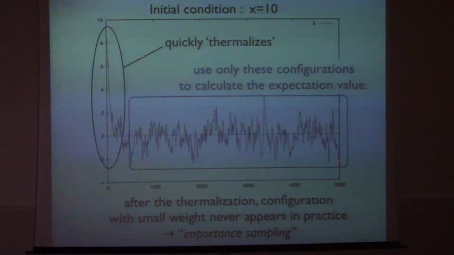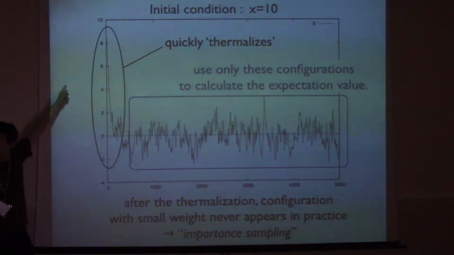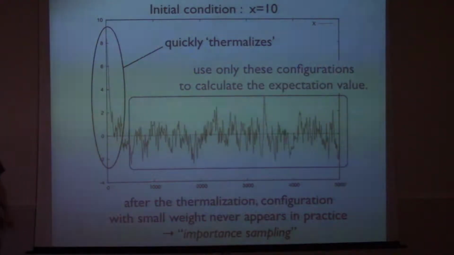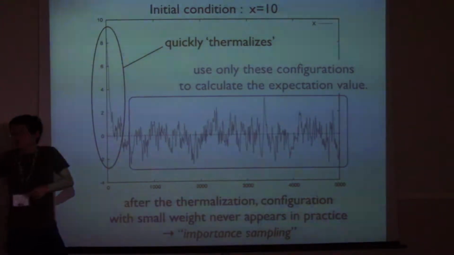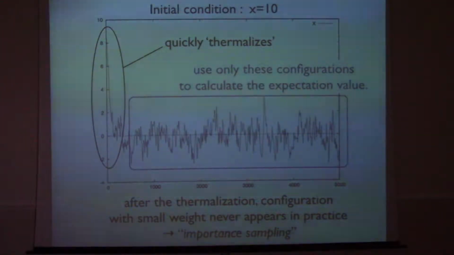And the point here is that after this thermalization process, only important configurations appear. Configurations with small weight never appear once we reach thermalization. So we can effectively sample only important samples. That's the reason why we don't need really many points like a usual Riemann integral. So we can do the calculation within reasonable time.